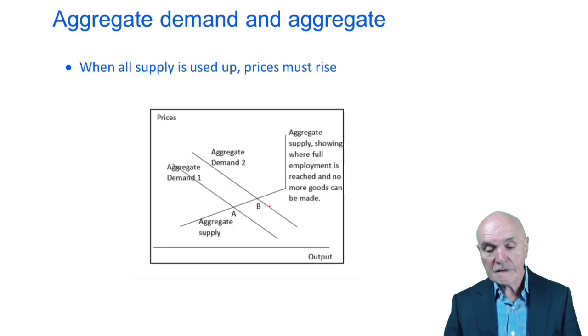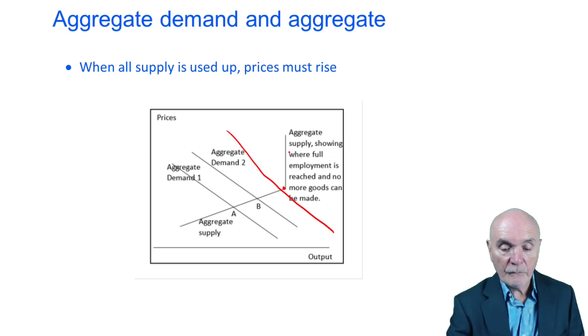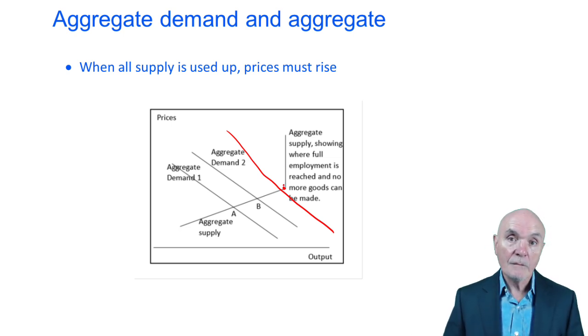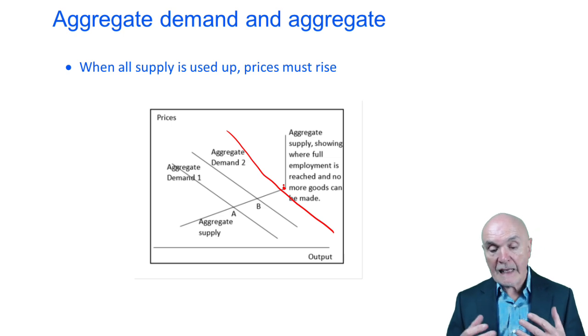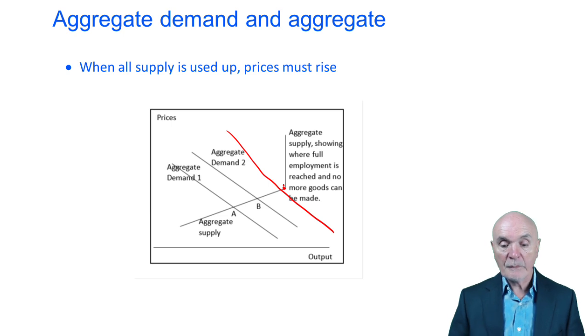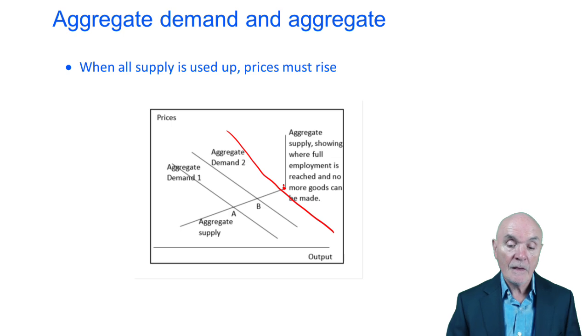Now this will continue. This can continue until, say, we got to here. So we keep increasing the aggregate demand. It'll come out to kind of here. And then when we try and supply more goods, we find that we can't, because everyone's working as much overtime as they possibly can. We can't lay our hands on any more material, that's all used up, and so on here. But particularly when full employment is reached, no more goods can be made.